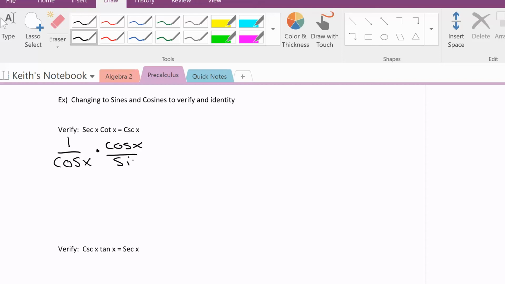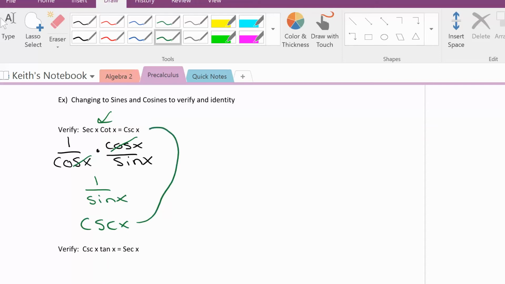And we're going to change the side that has the most stuff. So for example, the left-hand side here has the most stuff on it. It has 2 terms. Then we do some algebra. Well, 1 over cosine times cosine over sine gives us 1 over sine. And then 1 over sine is equal to the cosecant, and if you notice, they are the same. So we verified the identity was true.